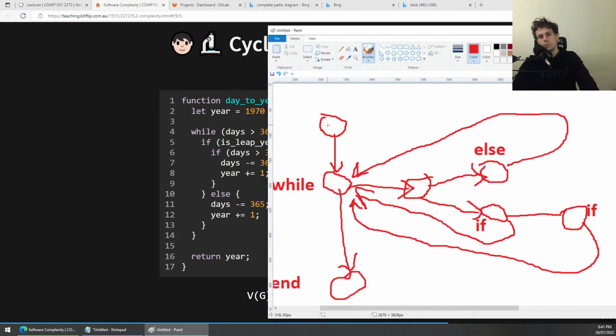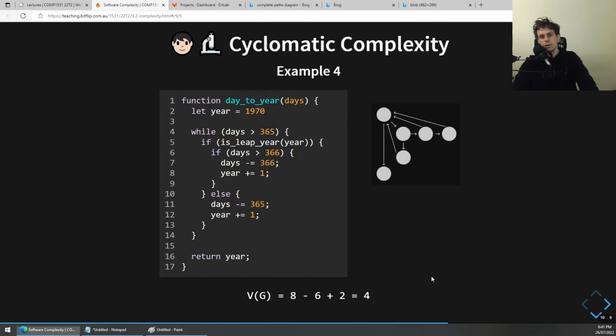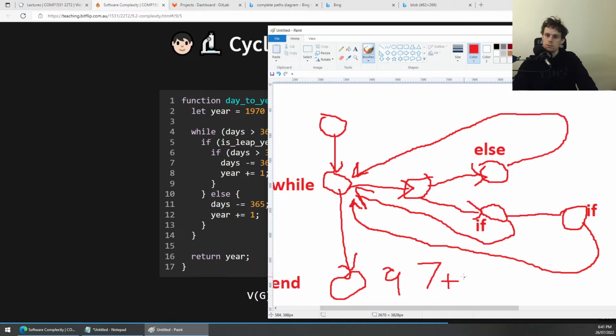If we sum things up as well, how many edges do we have? 1, 2, 3, 4, 5, 6, 7, 8, 9. We have 9 edges. The number of nodes, 1, 2, 3, 4, 5, 6, 7. We have 7 nodes. 9 edges, 7 nodes, plus 2 is 4. So we get 4 as well. Once again, we did draw more.